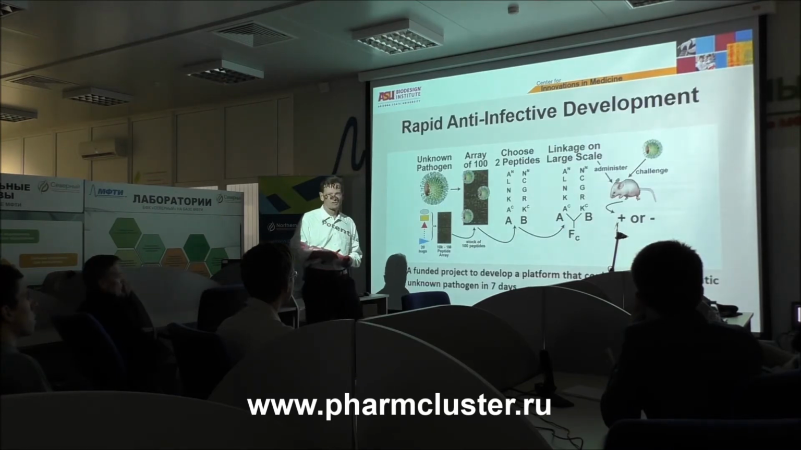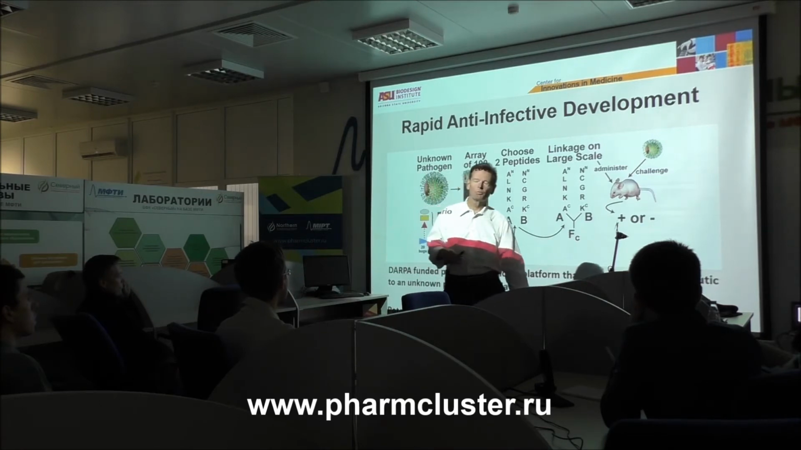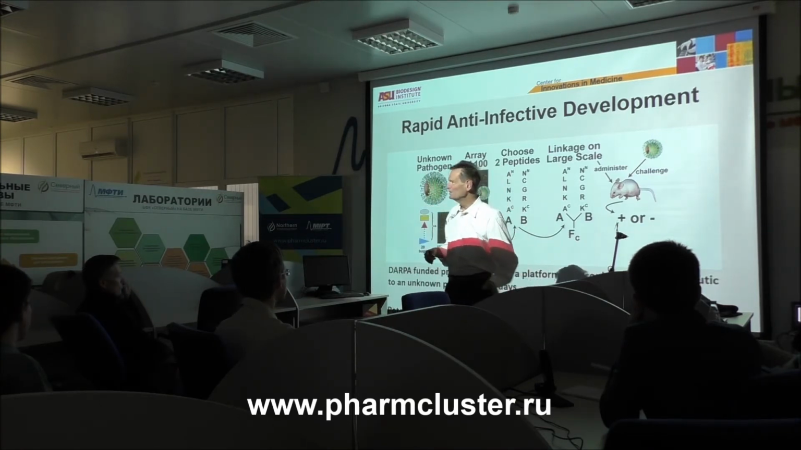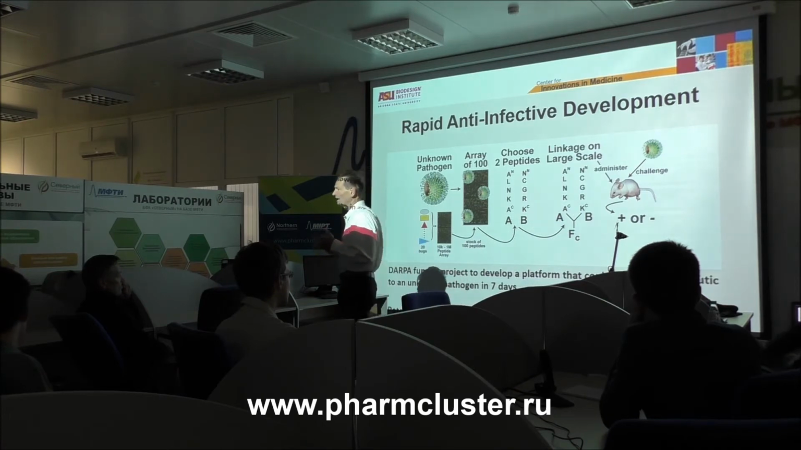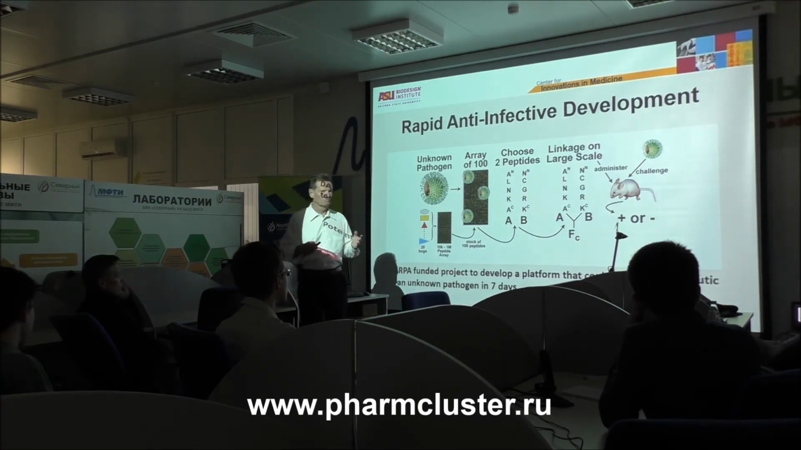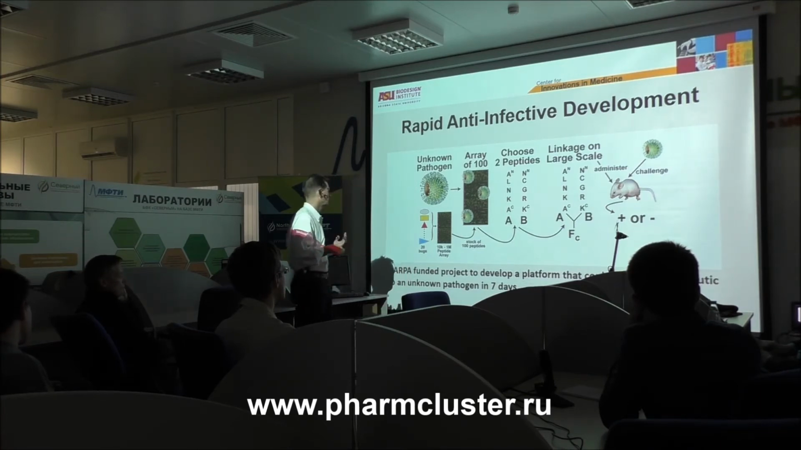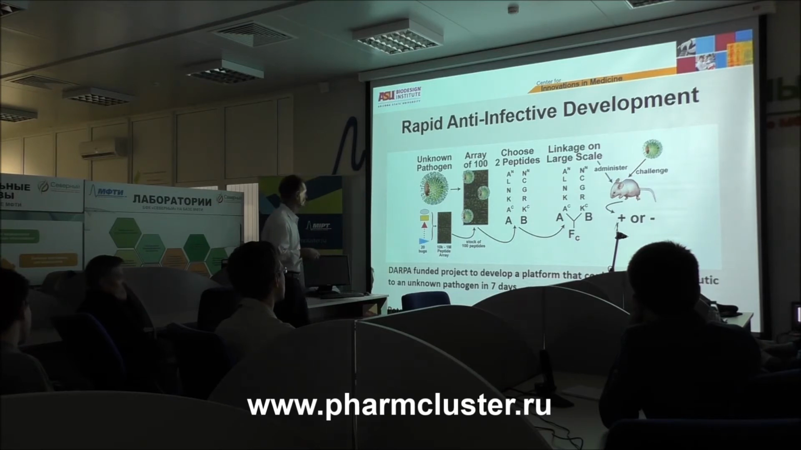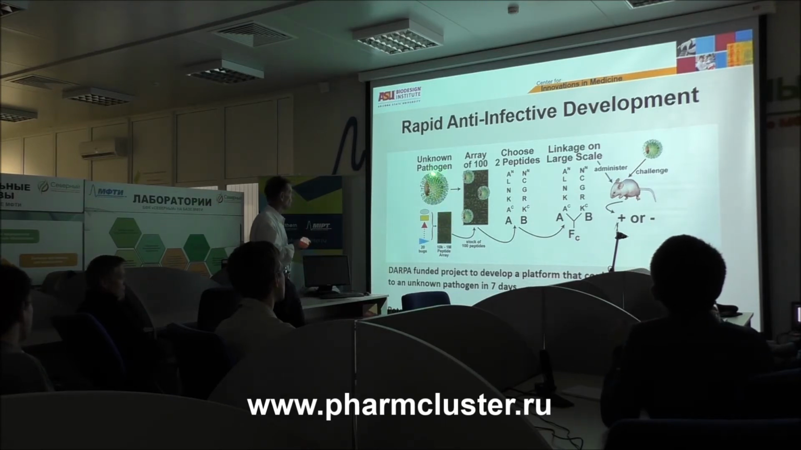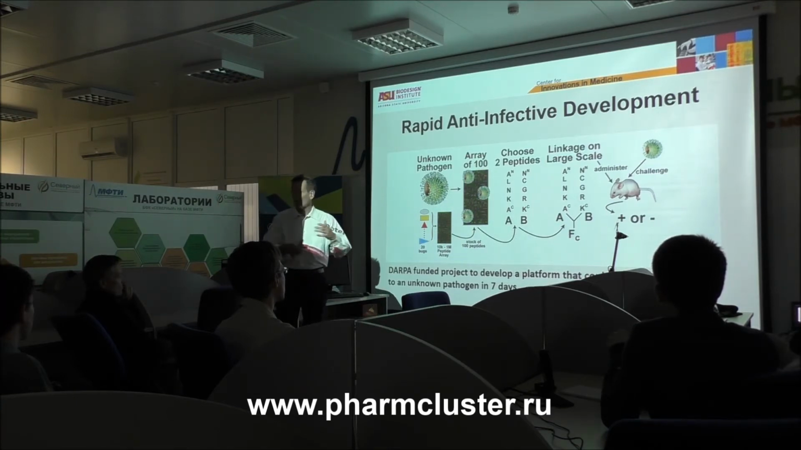So DARPA challenged us to say, well, what if an unknown pathogen came along and we needed to make 10,000 doses of an antibiotic or anti-infective in 1 week? Could you do it? And so we came up with this scheme to do this that actually worked. What we did is we screened a whole bunch of different pathogens on this 10,000 peptide array, and then asked, okay, what were the 100 peptides that would cover all of pathogen space? That any pathogen would bind 2 or more peptides when we tested it.